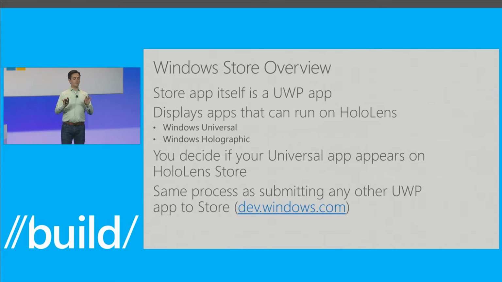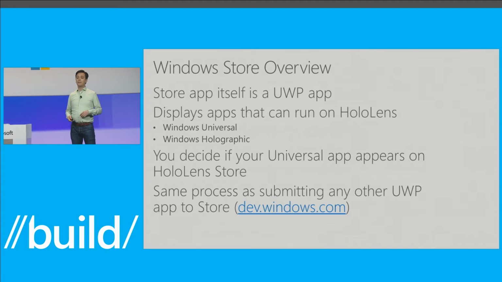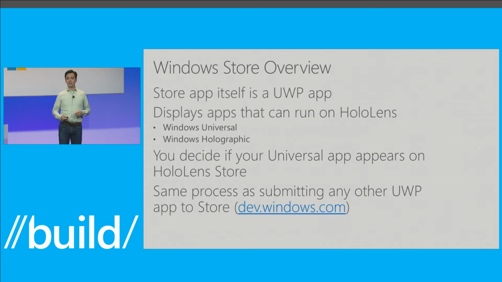Don't worry, if you are already a Universal app developer, we are not opting your apps into the store without your permission. You decide whether or not your app is available in the HoloLens store. So the process for submitting an app to HoloLens Store is exactly the same as submitting any other UWP app. You go to dev.windows.com, and you go through the submission process there.